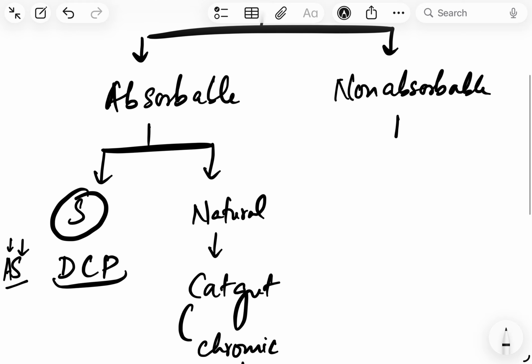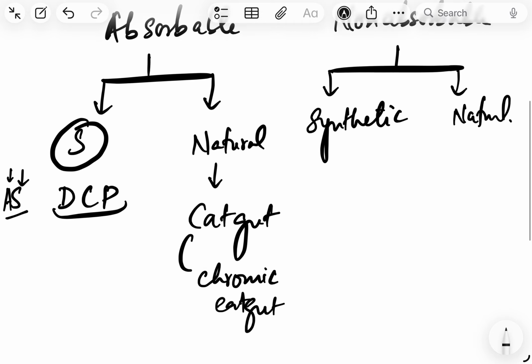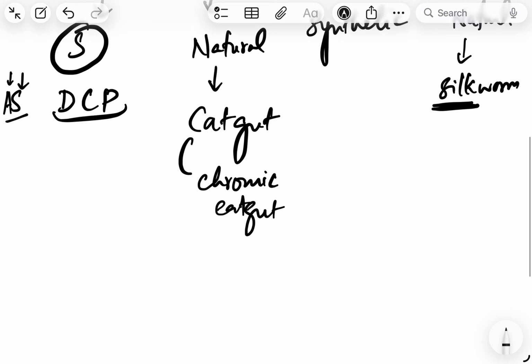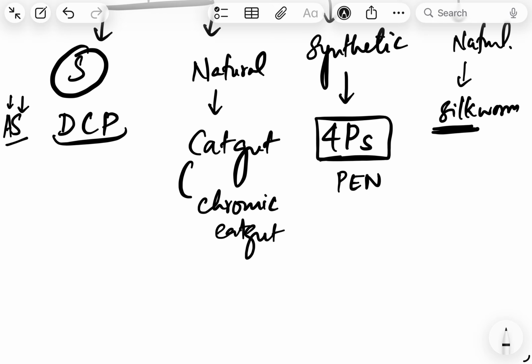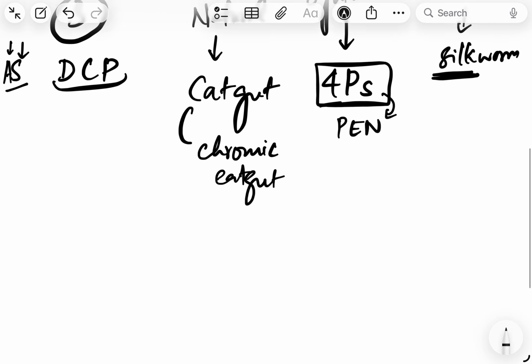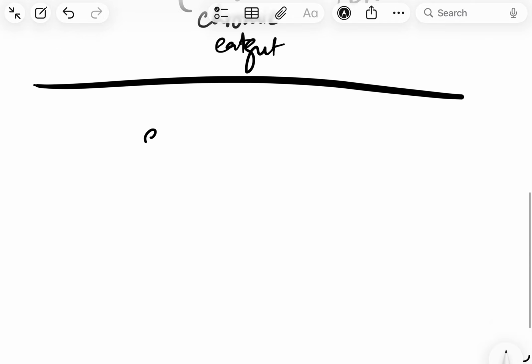In non-absorbable, we have synthetic and natural. So again here, just remember silkworm. It is natural, so silk is natural. In synthetic, just remember 4 P's, which I'll explain later. Another mnemonic is PEN, alternate names for all the P's. So first, let's look at synthetic ones.